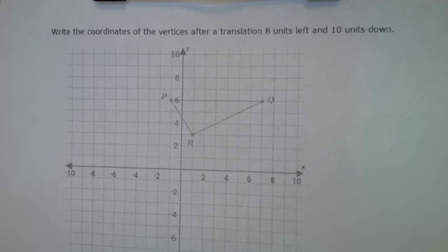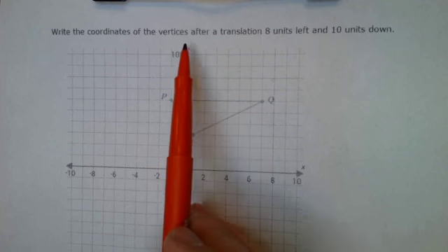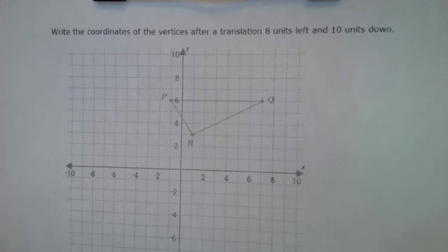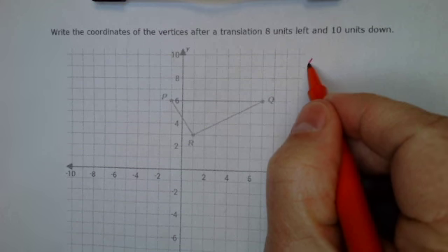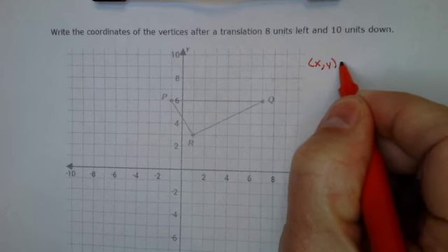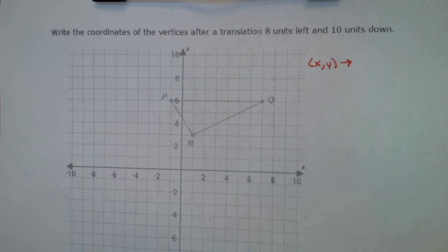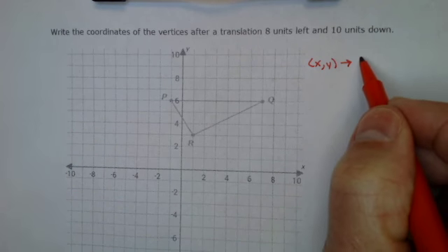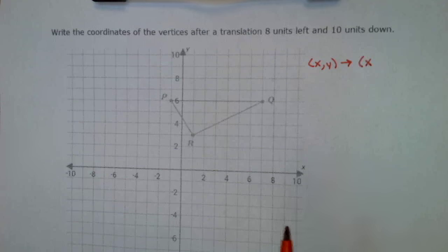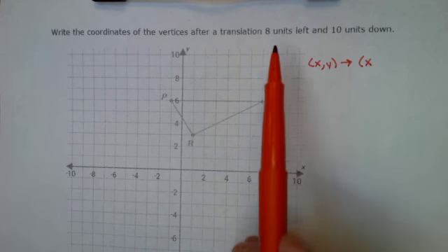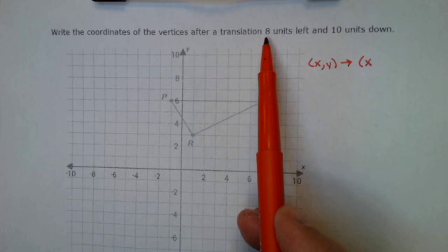One of the reasons we write a translation rule is because it will help us with problems like this. They want to know the coordinates for each one of these points once you translate it using these instructions. So what I'm going to do is write a translation rule and then apply it to each one of these points. My translation rule is going to look like this. It's going to start off with x, and then I'll look and see whether or not I'm moving it left or right. And it tells me right here I'm moving it left 8 spaces.